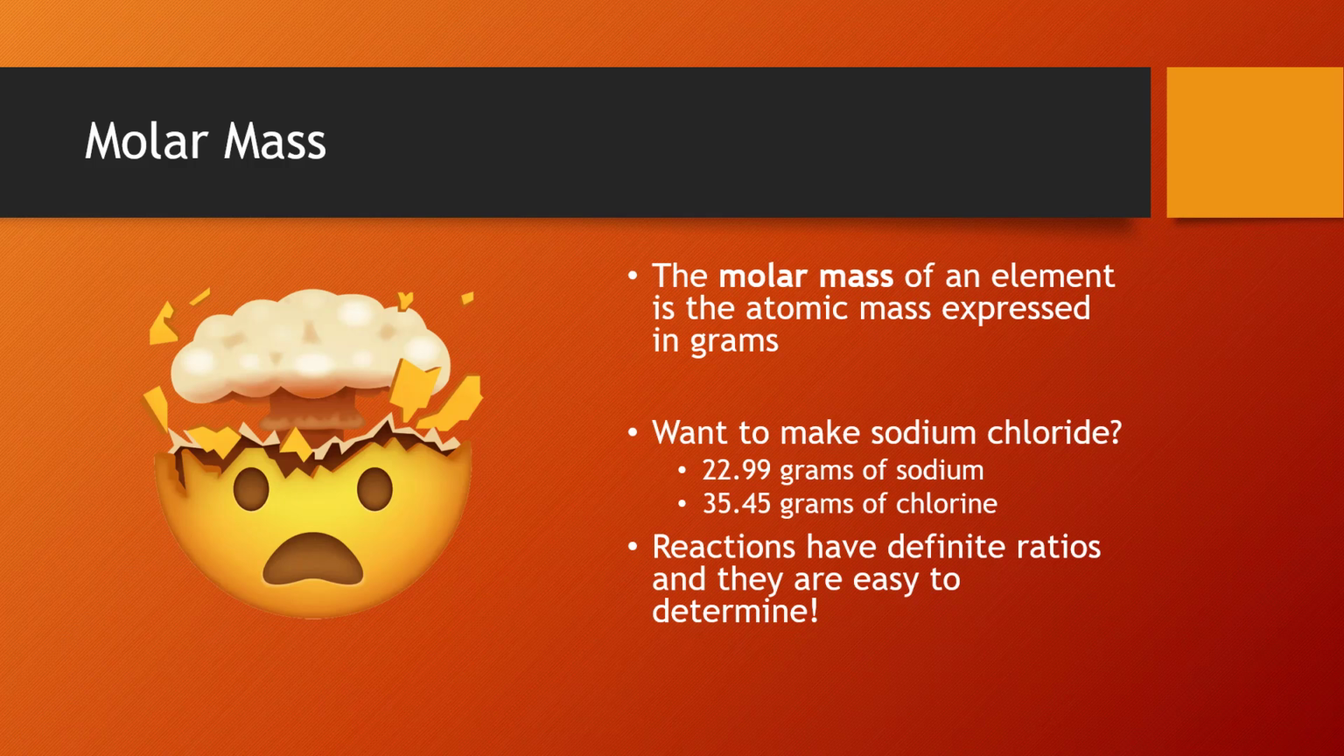So this is helpful for balancing reactions. Sodium chloride, how do you measure a certain amount of sodium that would go with the same amount of chlorine? Well, 22.99 grams of sodium, that's the molar mass of sodium. It's also what you see on the periodic table. And you take 35.45 grams of chlorine, that's 1 mole of chlorine. If you added them together, you're going to get an exact reaction because that's the same number of atoms of both. Real mind-blowing. Oh yeah. And that means that reactions have definite ratios, and they're very easy to determine. Well, until, of course, we make hard problems. But, you know, that's just our job as teachers.